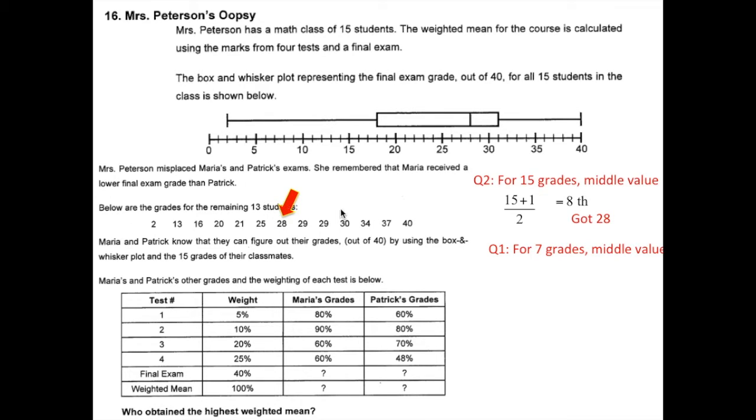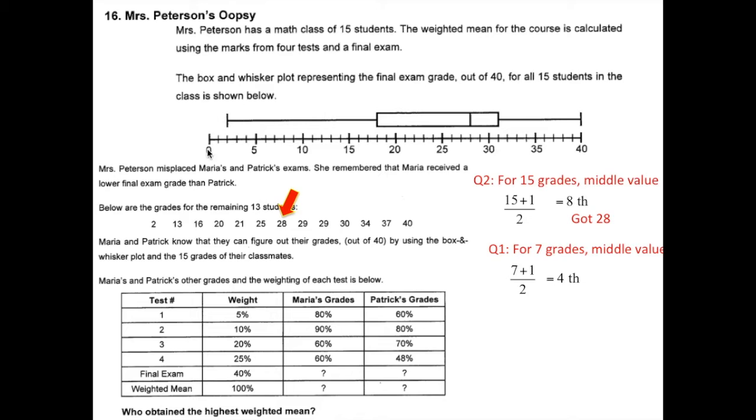How many are left? Remove the 28. We had 15 students. Take away 1 is 14. Divide that by 2 is 7. So we're going to have 7 in the first group and 7 in the last group. We're taking the middle value of 7 grades. 7, once again, is odd. Add 1, 8. Divide by 2. And that's going to give us a 4th.